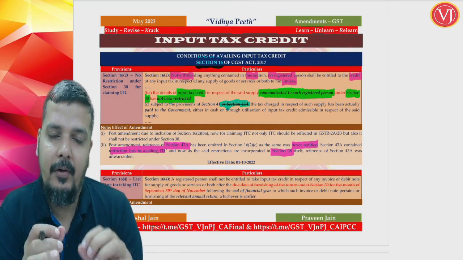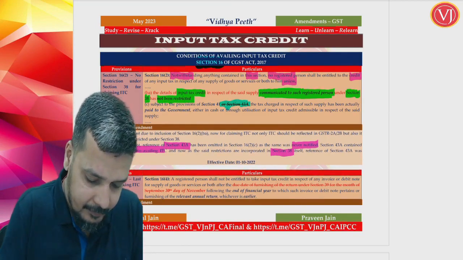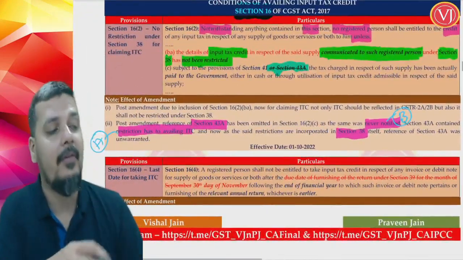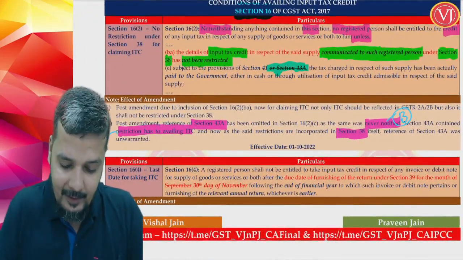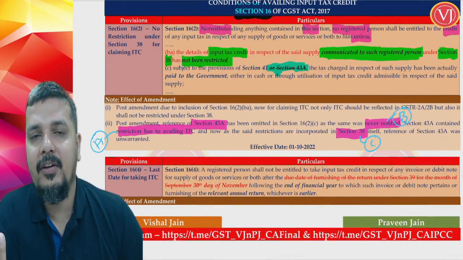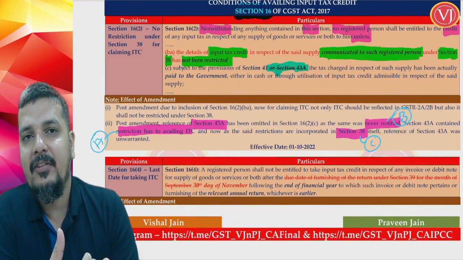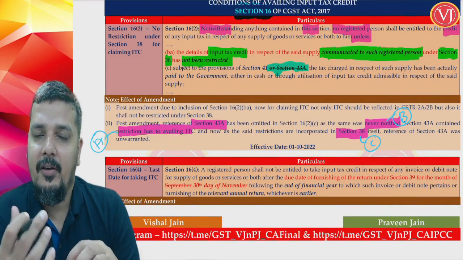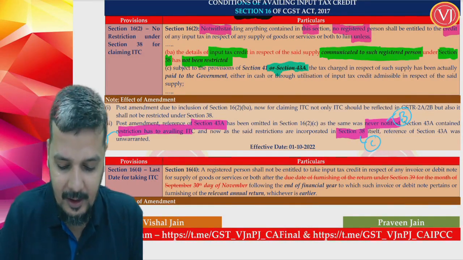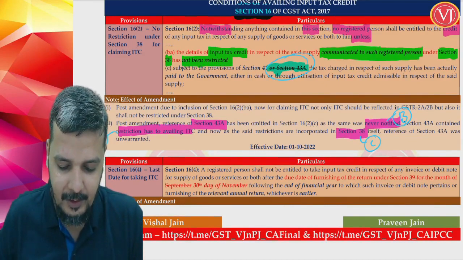Again, repeated, Section 43A was talking about restriction on input tax credit, but this was never ever notified. Plus, now these restrictions are clearly given in Section 38. Therefore, there is no need for Section 43A. Section 43A has been omitted. The moment I say Section 43A has been omitted, you need to understand that wherever other sections are talking about Section 43A, the reference to that would be removed.